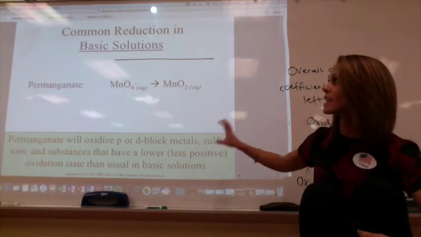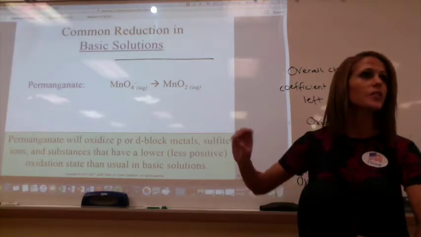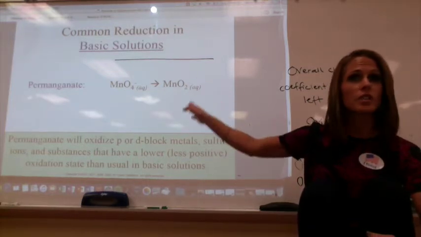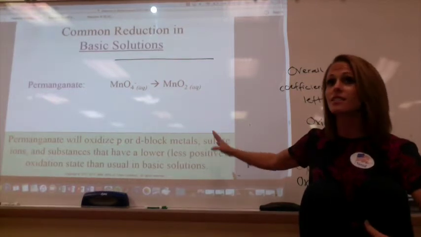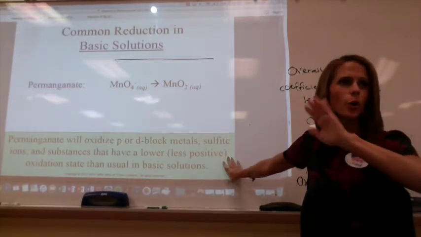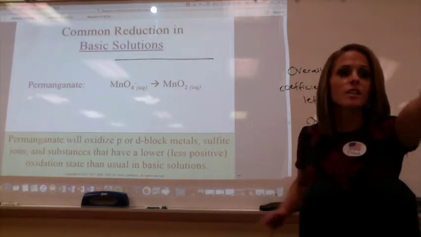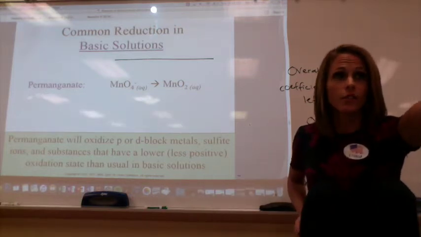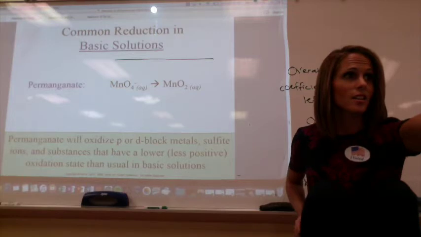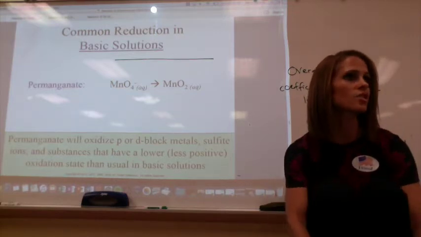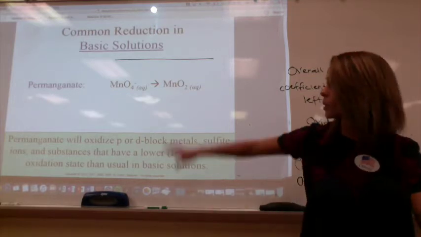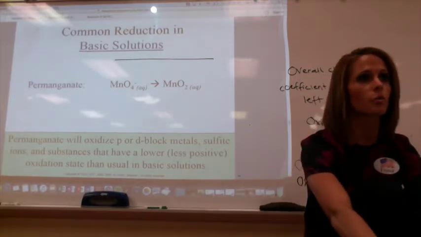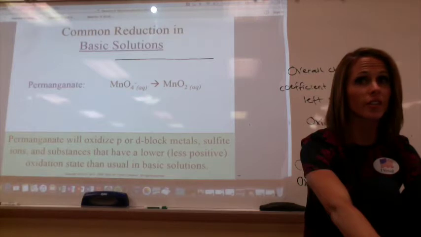And it's the same exact thing that it will do if it's in an acid solution. So if this is the reduction, you will oxidize p and d block metals. You'll oxidize the sulfite, but there's no peroxide in here. See all of the ones written on the front for the oxidations in acid? You can still use the same oxidations in base. So the only new thing would be to memorize the new reduction of permanganate. You know I'm going to check that, right?